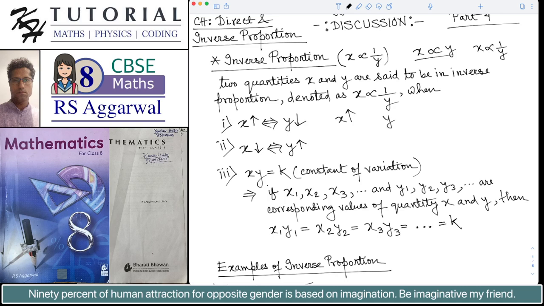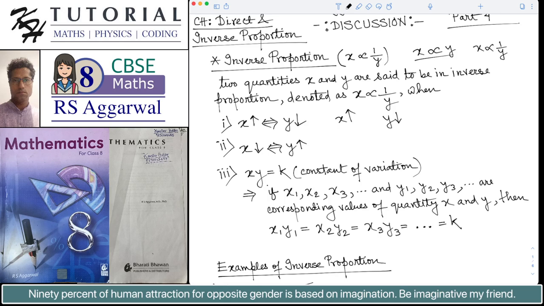To denote that the value of y is decreasing, I am using the downward arrow, and to denote that the value of x is increasing, I am using this upward arrow. So when x is increasing, y is decreasing, and vice versa, meaning if you decrease the value of y, the value of x will increase. The second is that if you decrease the value of x, y will increase, and vice versa, meaning if you increase the value of y, the value of x will decrease. So these two are the main concepts.